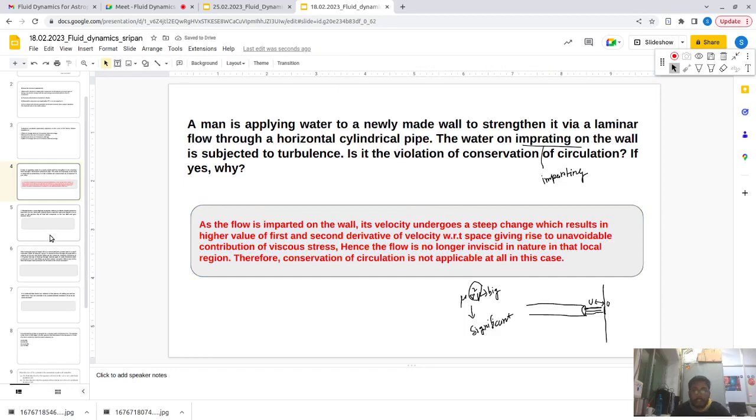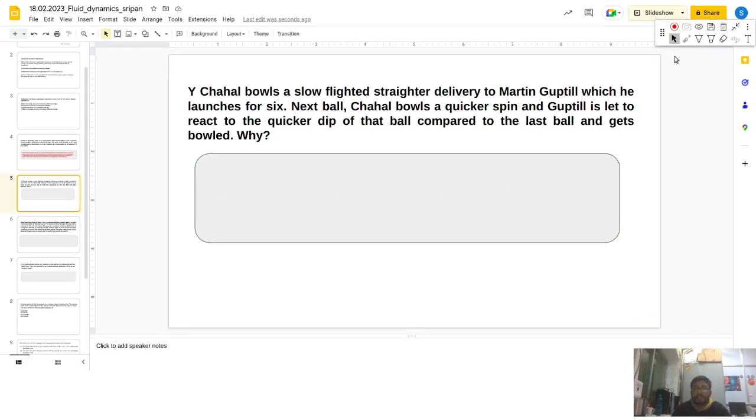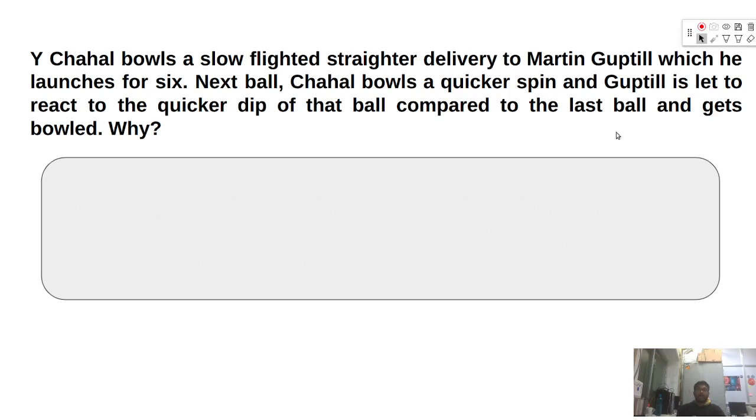Now let's move on to the next question slide. It's about the Magnus effect. The question is saying that Yuzvendra Chahal bowled a slow, flighted delivery to Martin Guptill, which he launches for 6. So first of all he gives some flight, some air to the ball. On the next ball, Chahal bowls a quick spinner, and Guptill is led to react to the quicker dip of the ball compared to the last ball and gets bowled. So why? Sumit, can you answer it?